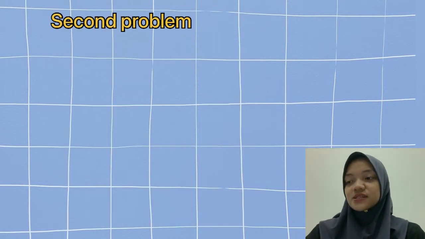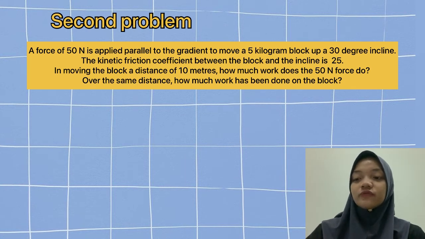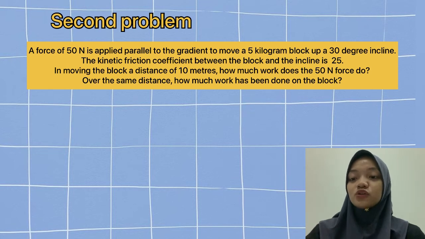So as we see in the second problem, a force of 50 Newton is applied parallel to the incline to move a 5 kg block up a 30-degree incline. The kinetic friction coefficient between the block and the incline is 0.25, moving the block a distance of 10 meters. So, how much work does the 50 Newton force do? Over the same distance, how much work has been done on the block?